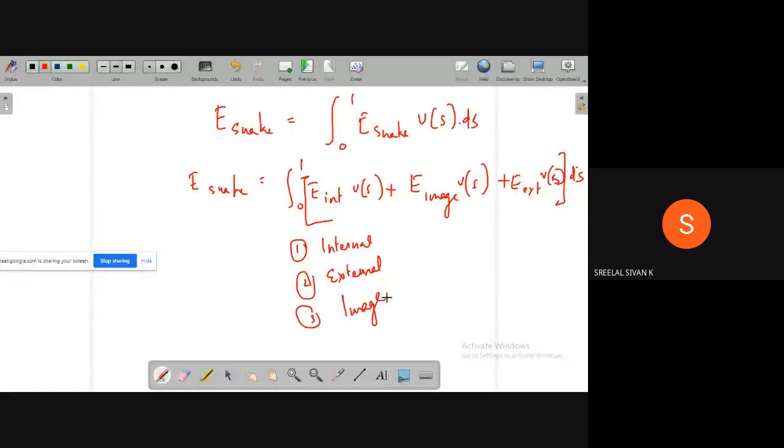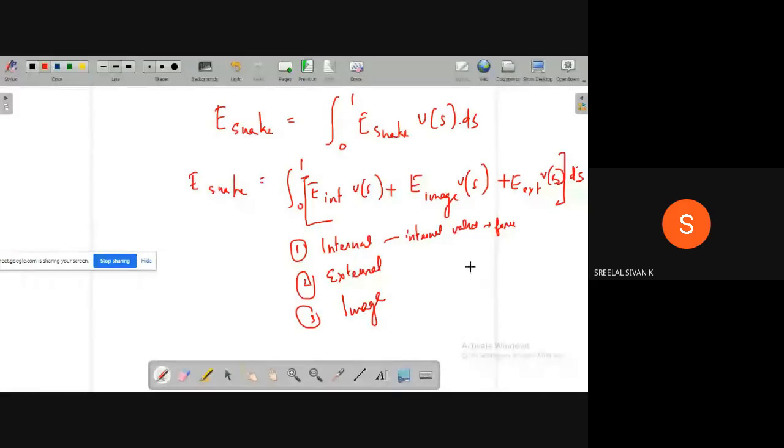Internal energy indicates internal forces between points of the contour. Internal forces means the neighborhood pixel values. Sometimes the gradient between those two pixels will be called internal forces. External constraints are such as user forces applied to the contour.